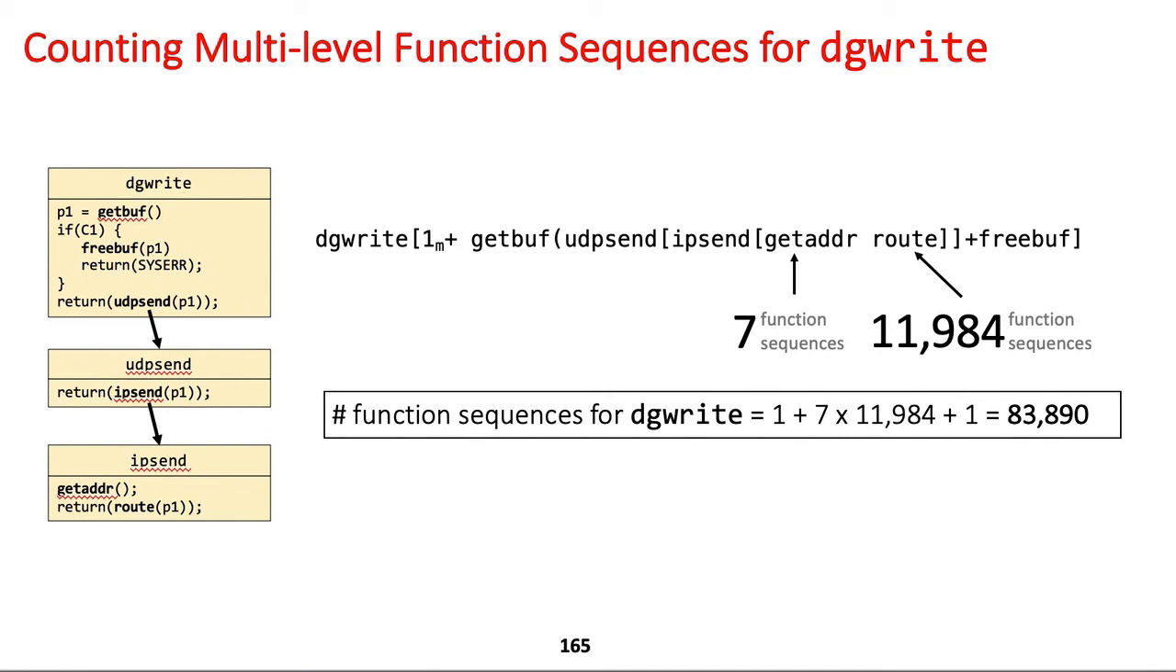Now, if we look at the expression for DG write, we can compute the number of function sequences for DG write. It can be easily done using the known results. We know that for getAddr, the number of function sequences is 7. For route, it is 11,984. And then by doing the algebra, we get that the number of function sequences for DG write is 83,890.